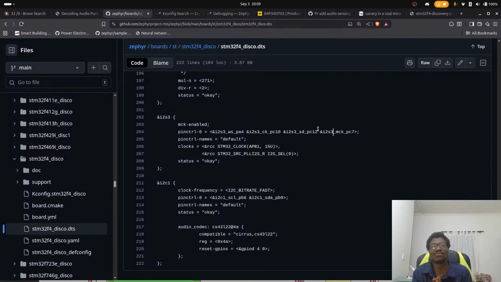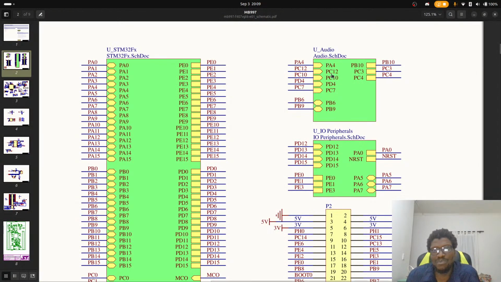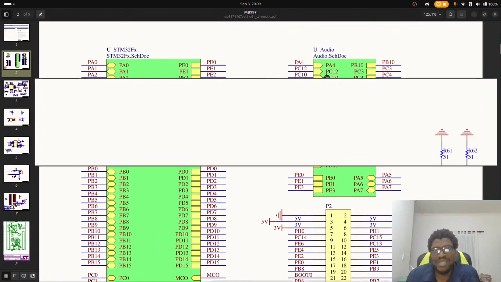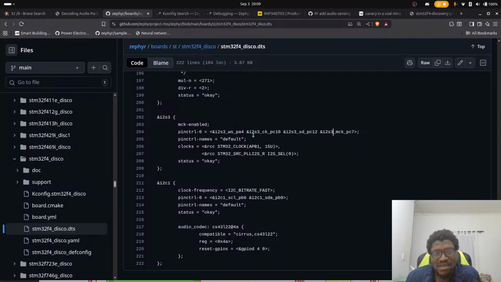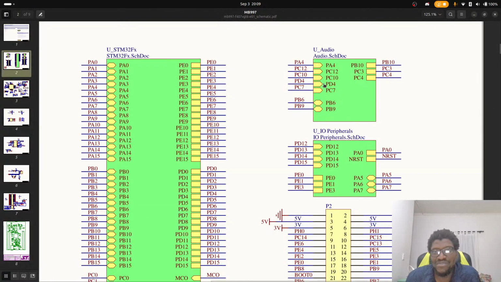It is enabled. These are probably the wires into the audio codec. PF4, PC12, PC10, PD4, PC7. Okay, so the PF4, PC10, PC12, yes, it's there. PD4 is not there.